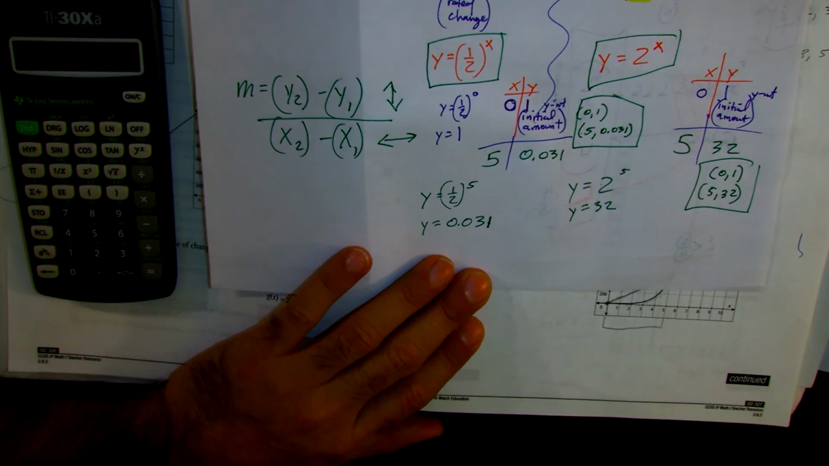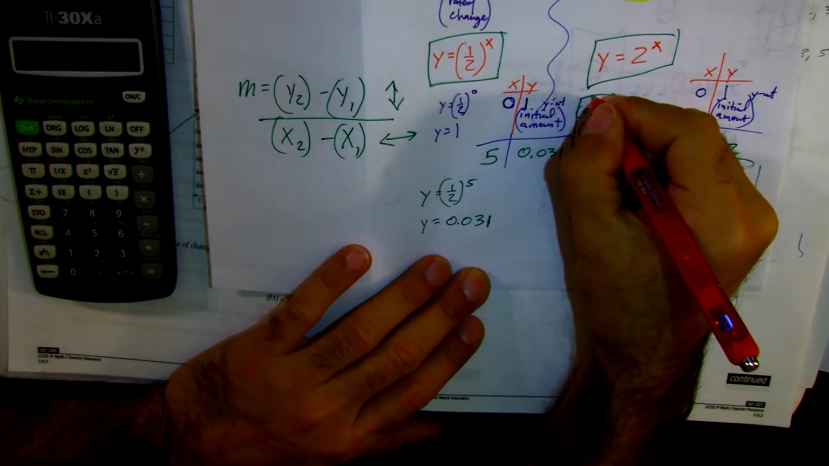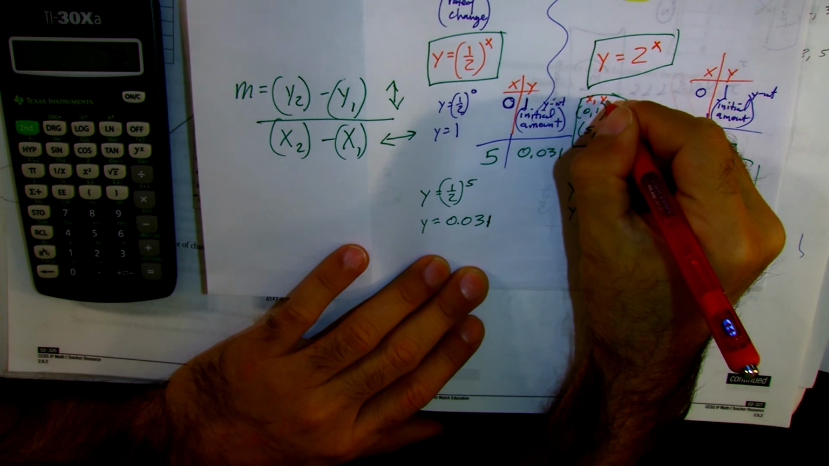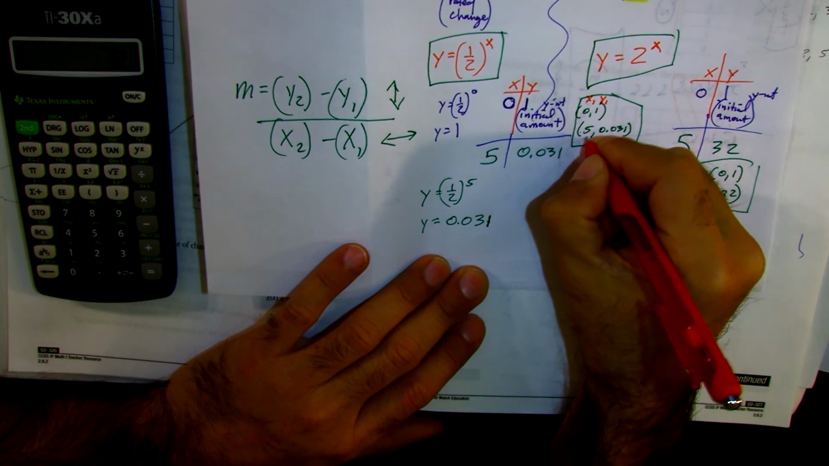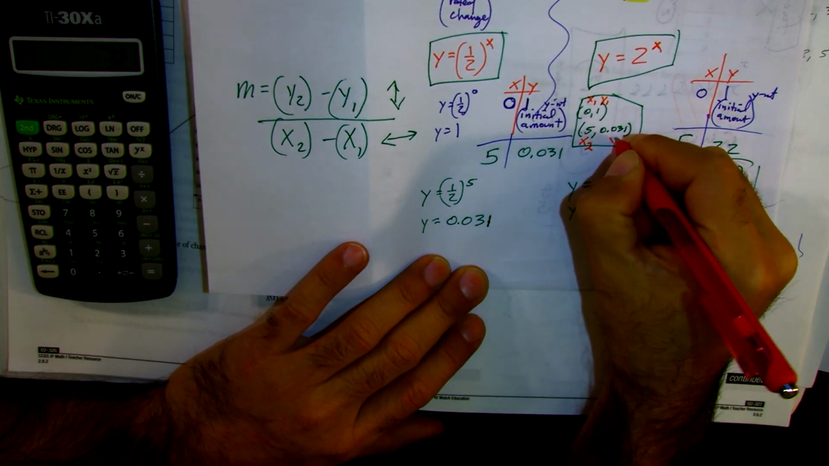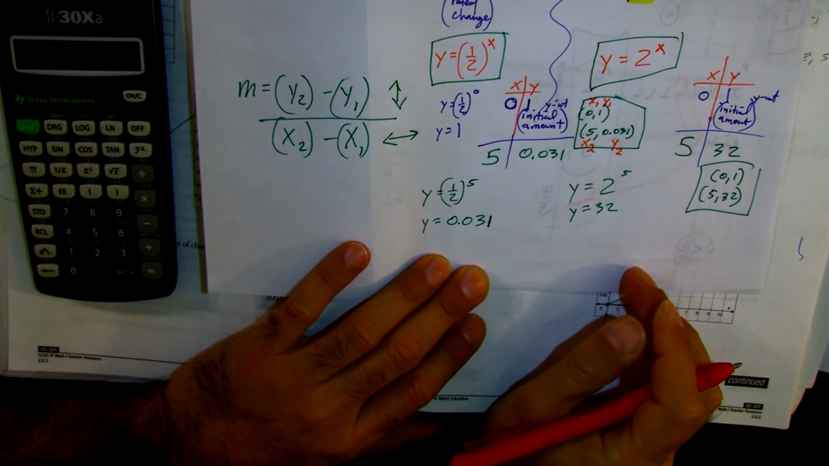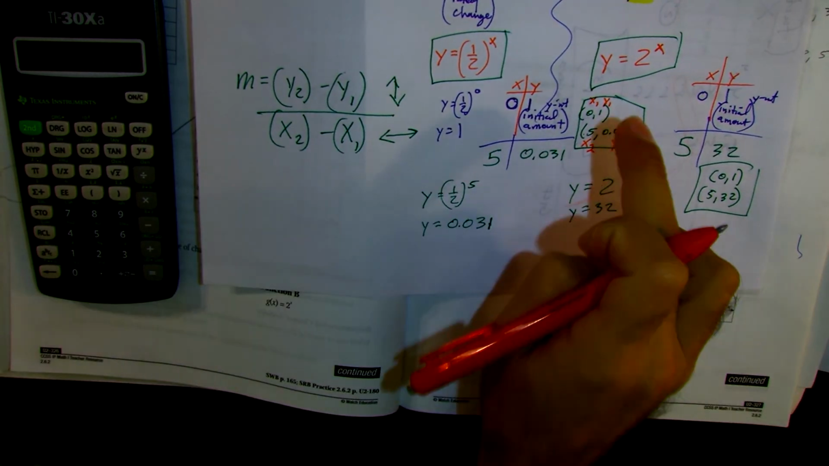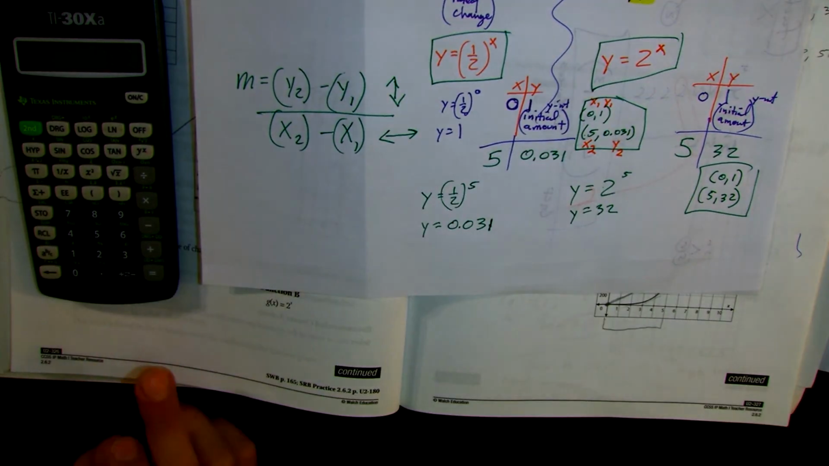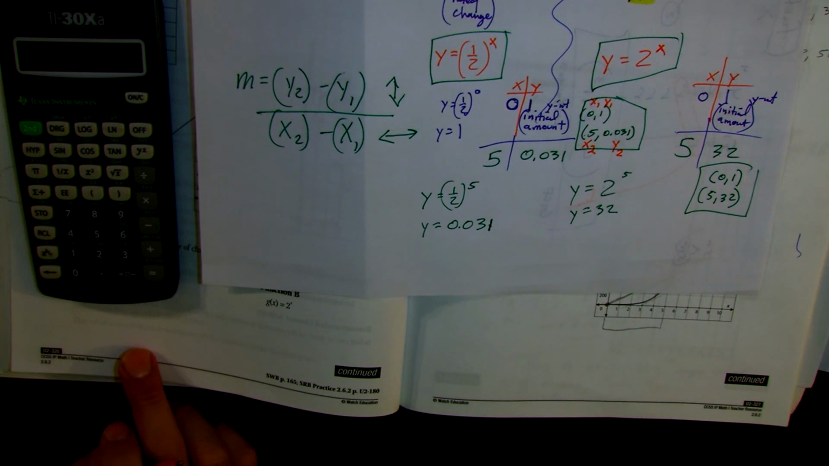Okay, so we have our different points now. This is x1, y1. It doesn't matter which is the 1 and 2 group, as long as you're consistent. So let's do this. This is for function A. Let's do function A first.